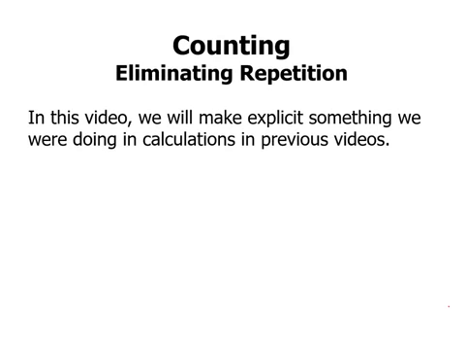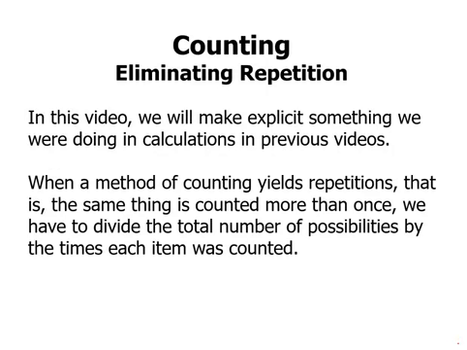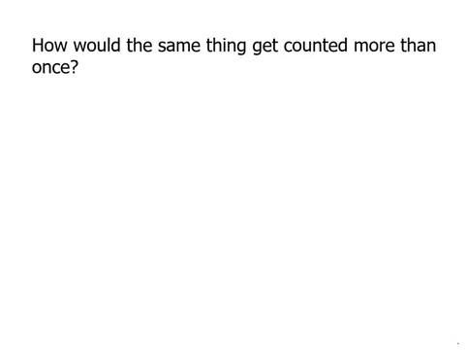In this video, we will make explicit something we were doing in calculations in the previous video. We're going to make it explicit and expand the idea a little bit. When a method of counting yields repetitions, that is, the same thing is counted more than once, we have to divide by the total number of possibilities by the time each item was counted. So that's what we were doing in the previous video.